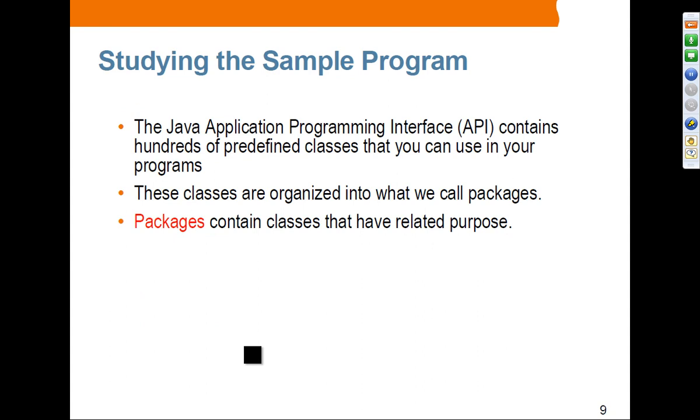Java provides hundreds of predefined classes that you can use in your program. Those are, in fact, structured in the form of packages. Again, we're going to learn the concept of package in a bit more detail later on. You can think of a package as a collection of classes, and these classes are somewhat related. So when you say java.io package, that means all the classes that are related to IO are under the java.io package.